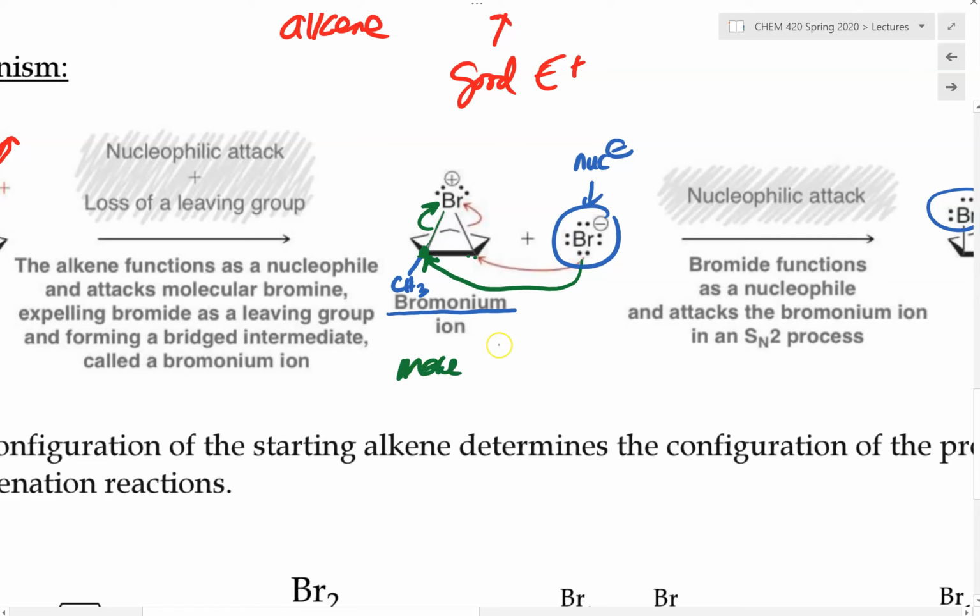So the more substituted carbon is being attacked by the other bromine.